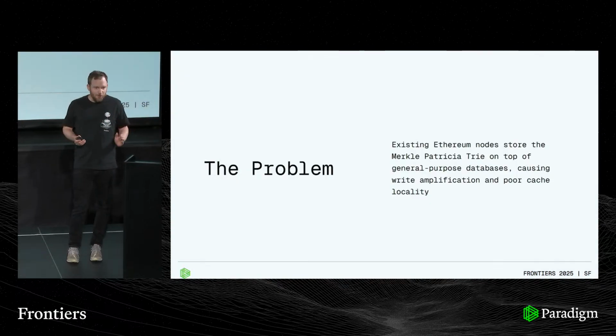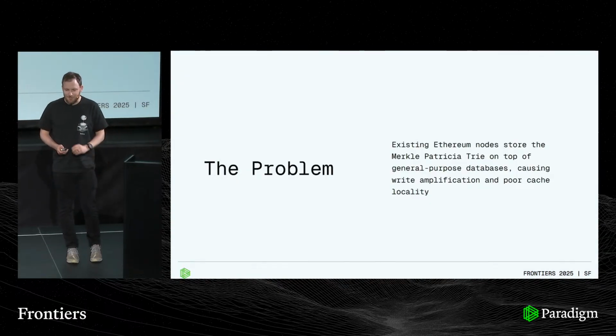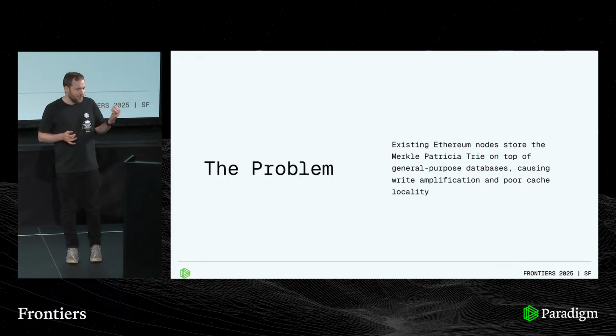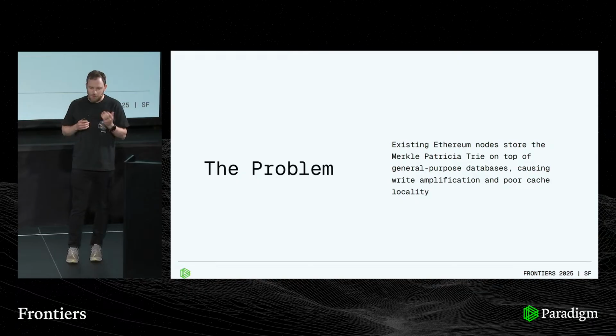Okay, so that was a lot of jargon. I'm going to unpack that a little bit. The actual problem here is that our existing Ethereum nodes store the Merkle-Patricia Trie on top of a general purpose database. I guess that was spoken about a bit in the previous talk. And this ends up causing a lot of write amplification, poor cache locality, and so forth.